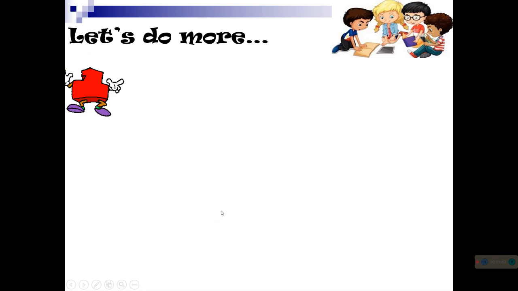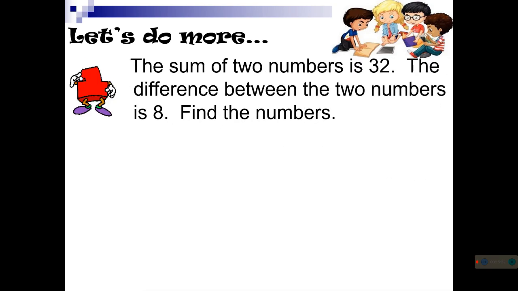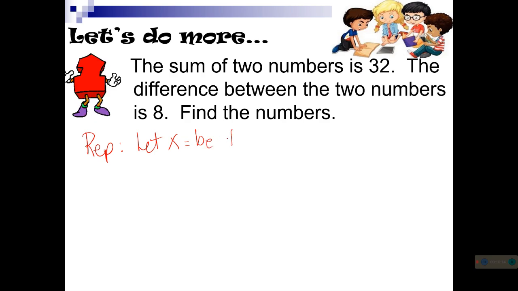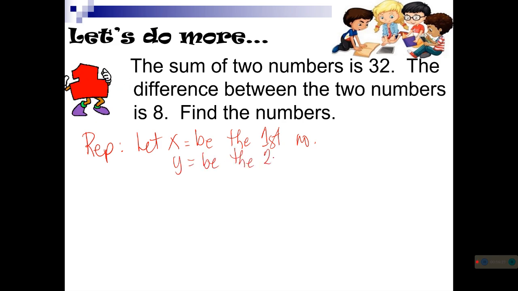In number 1, we have the sum of two numbers is 32. The difference between the two numbers is 8. Find the numbers. So, again, our first step is for you to have our representation. Let x be the first number. And of course, y will be the second number. Then after that, let us have our equations.